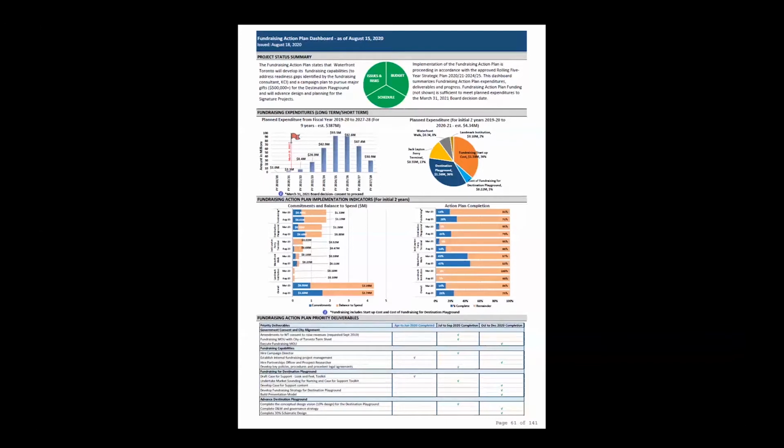Just a bit of a recall of where we're at. Last year in December, we prepared the fundraising action plan, which has three main initiatives underlying it. The first is to build Waterfront Toronto's fundraising capabilities, a need identified by the gap analysis performed by KCI. The second is to get ready for a campaign to raise money for the Destination Playground, which will be a major gift campaign. The third is to actually advance the projects themselves, with the focus on Destination Playground, because that's the first project we're going to be raising money for.